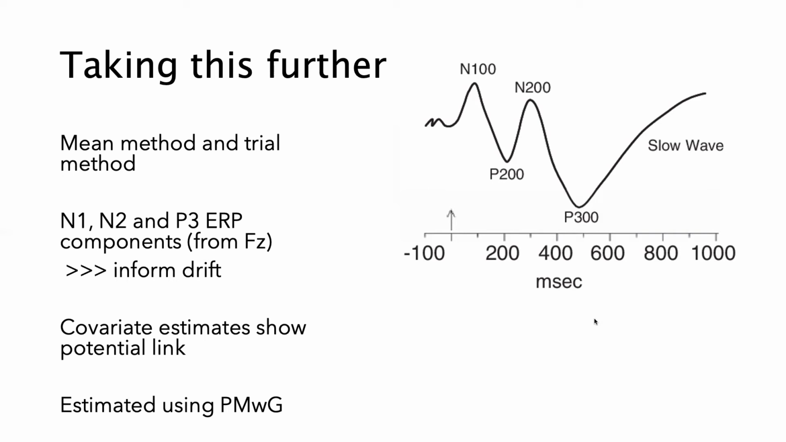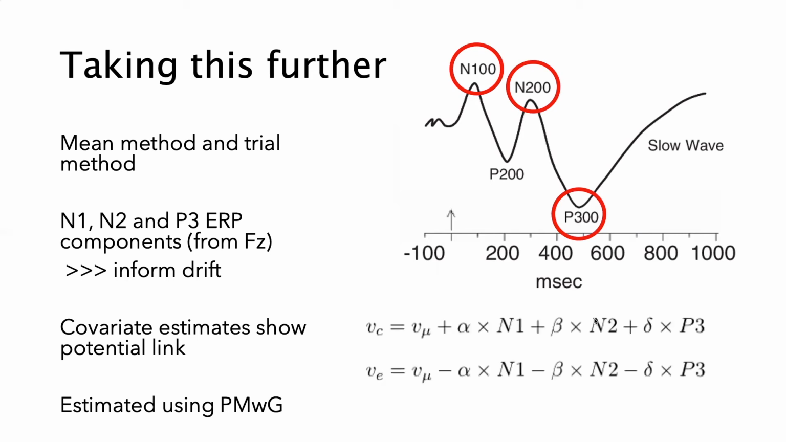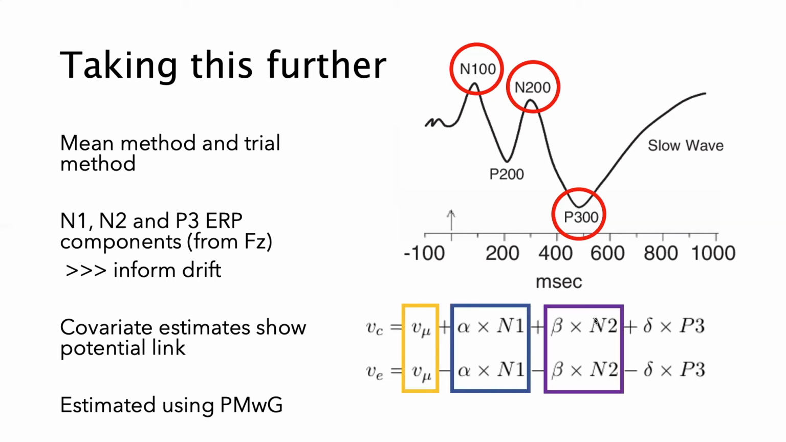For both of these methods, the N1, N2, and P3 amplitudes were weighted and added to the mean drift rate for correct response accumulators, or subtracted from the mean drift rate for error response accumulators. This equation shows how correct and error drift rates were estimated. Here, the coefficient shows how much each component contributes to the drift rate in the model. We then estimated these two models and a null model using the PMWG-R package.